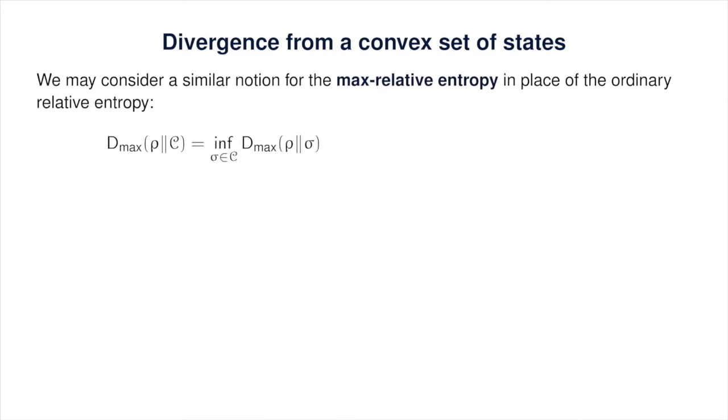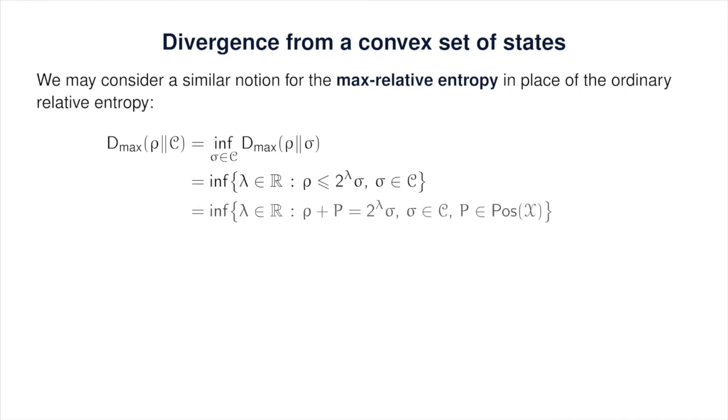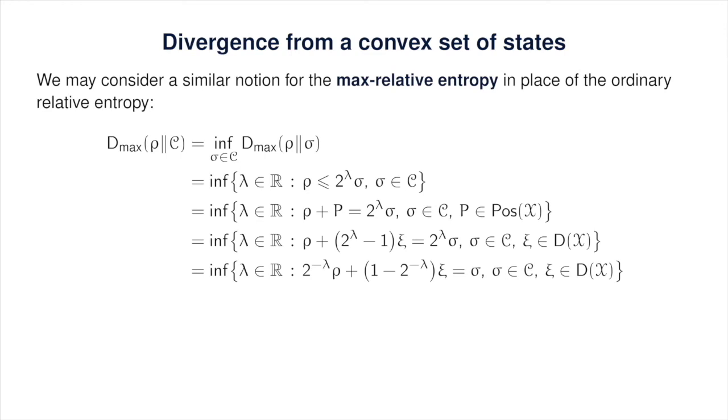First, let's unwrap the definition. And observe that the inequality can be expressed as an equality if we introduce a positive semi-definite slack variable p. But now if you compare the trace of the two sides of that equality, you'll see that the slack variable p has to have trace equal to 2 to the lambda minus 1. So we can replace p by 2 to the lambda minus 1 times some density operator xi. Now divide through by 2 to the lambda and observe that we have sigma all by itself on the right-hand side, and it's free to range over the set C. So we might as well just say that the left-hand side is contained in C.